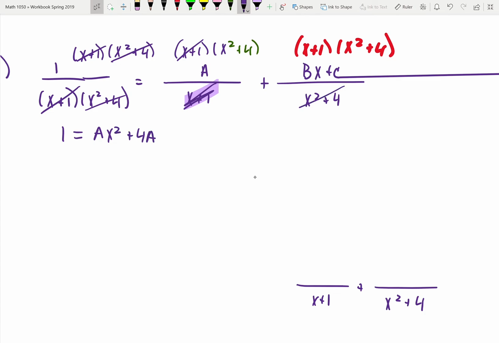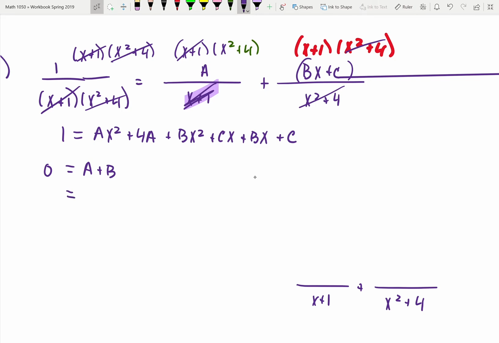Third fraction, x squared plus 4 cancels with x squared plus 4. And now what I have is x plus 1 times bx plus c, and I have to FOIL that. So that would give me bx squared plus cx plus bx plus c when I FOIL that out. Okay, now let's write down the squareds without the squareds. That's a plus b. On the right, there is no squared.